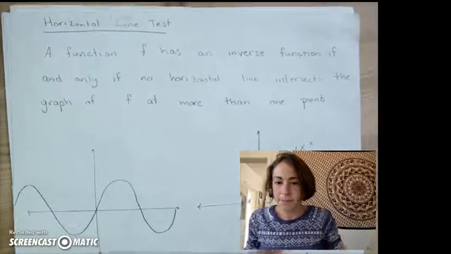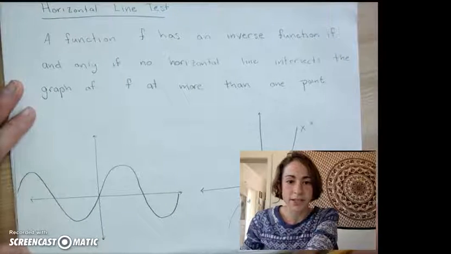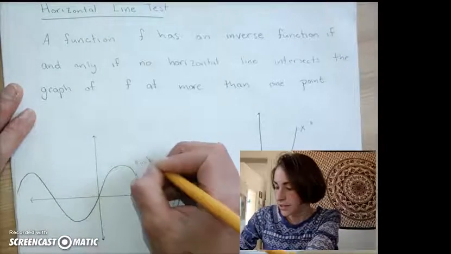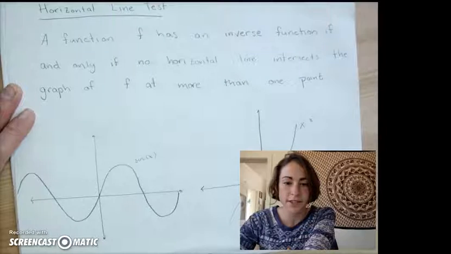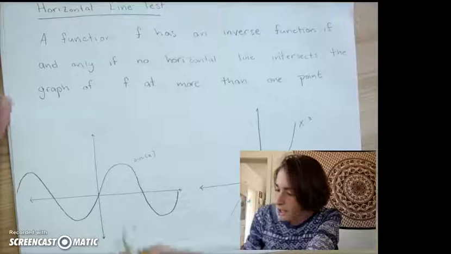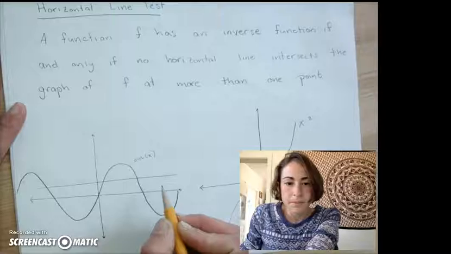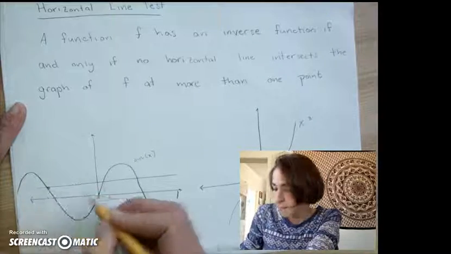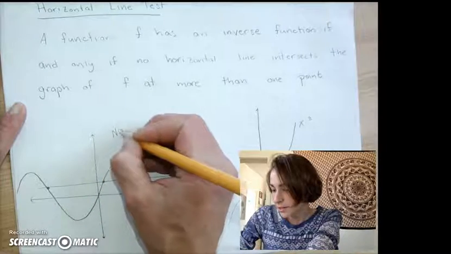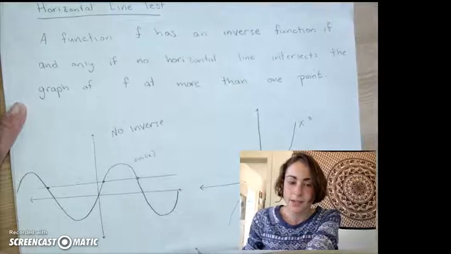So here are two examples that we can determine whether or not they have inverses by using the horizontal line test. This first one is the sine function. We'll see a lot of this during the second half of the year. Does this have an inverse? Well, if I draw a horizontal line, it intersects the graph in many places. So this function has no inverse, at least not the way that we've described it here.